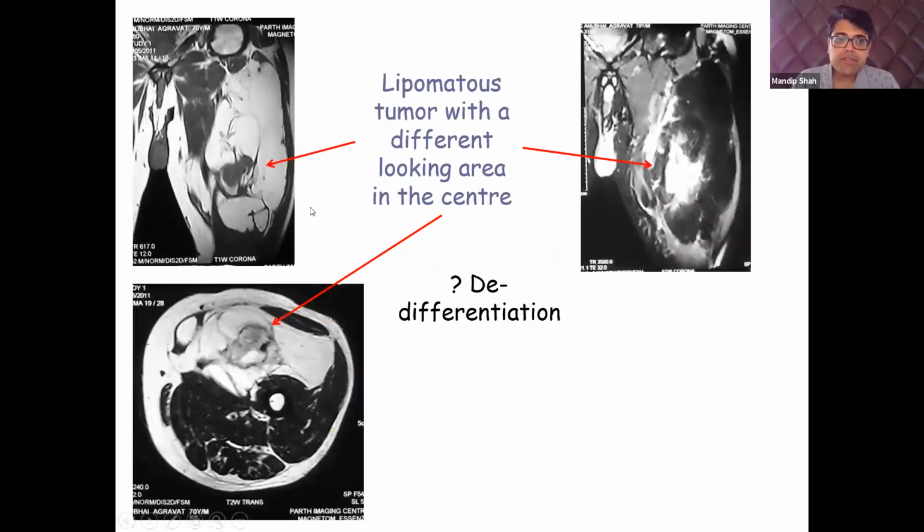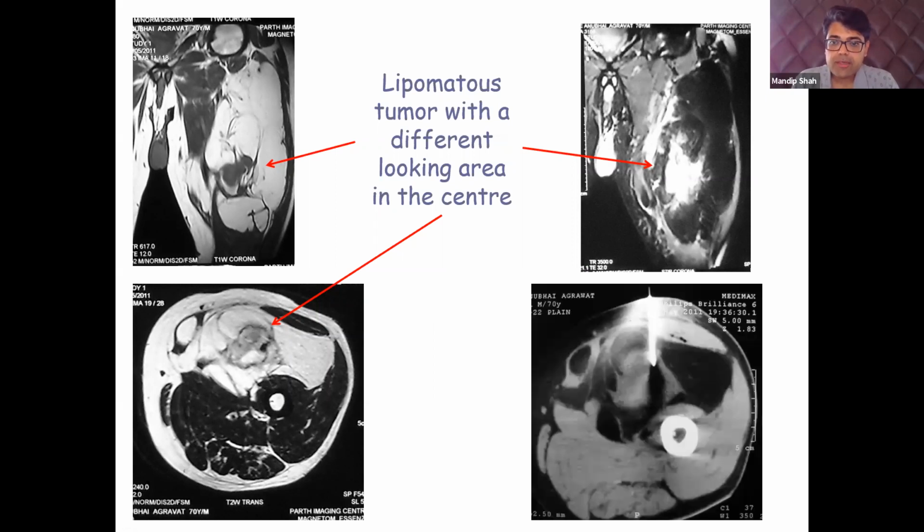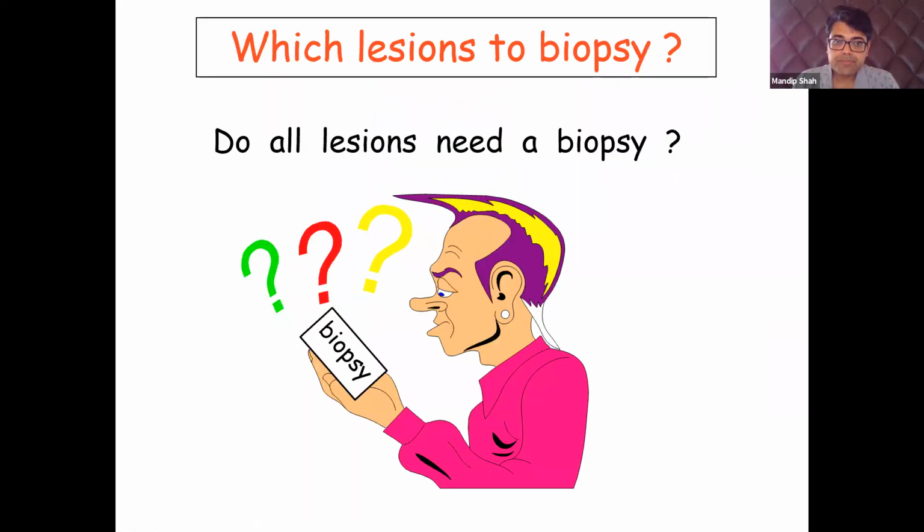This is another patient where there is a large lipomatous lesion, very classical looking lipoma. But if you see in the center of that lesion, you see a different looking area, which raises a suspicion of a dedifferentiation. And it is important to know whether it's a simple lipoma or liposarcoma or a dedifferentiated liposarcoma, because the prognosis is very different and the treatment methods also change. And this is exactly what was done. This particular area was targeted under CT scan guidance, and it was actually a dedifferentiated liposarcoma.